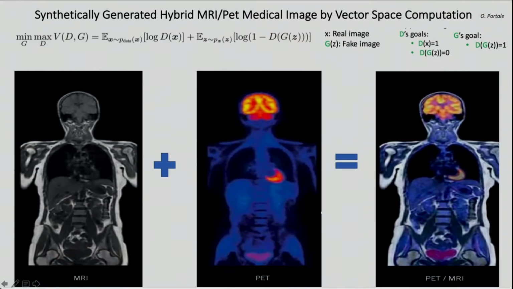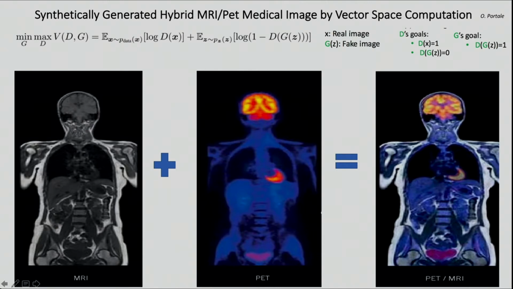I won't get into all of the detail, but here's one I've worked up where I have an MRI image and then a positron emission tomography image. And in silico I can synthetically generate a PET MRI hybrid using a two-player Minimax game technique with the equation that's there. That's all the detail I'm going to provide here with that. All right.